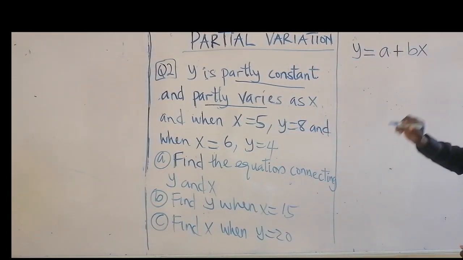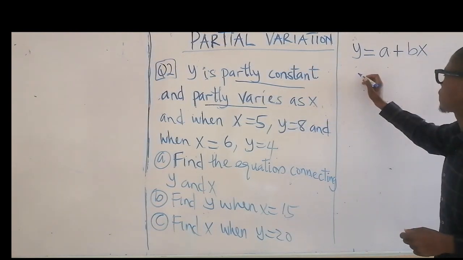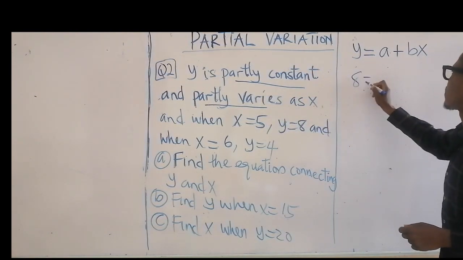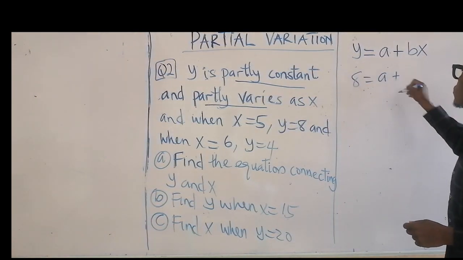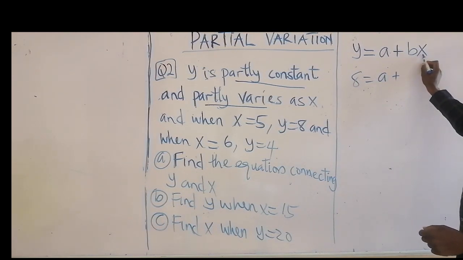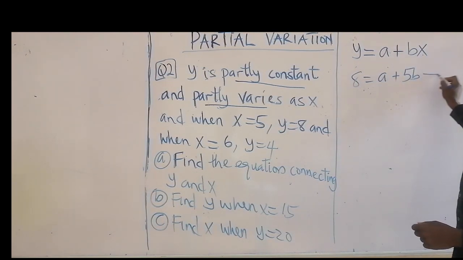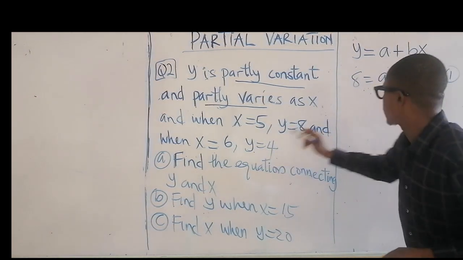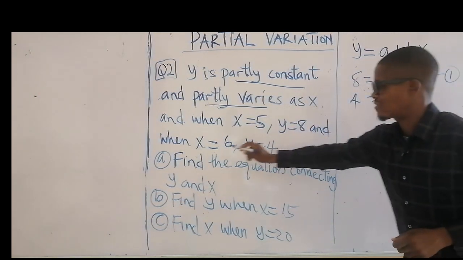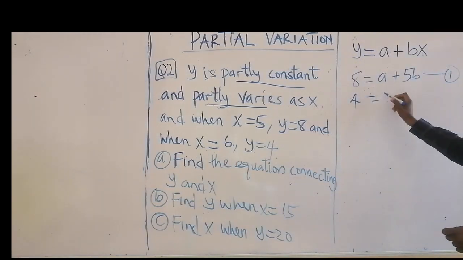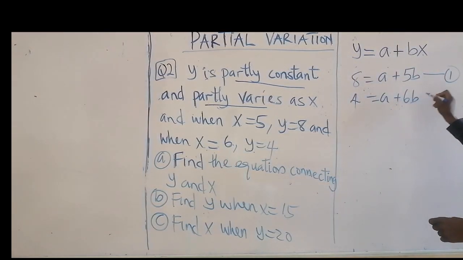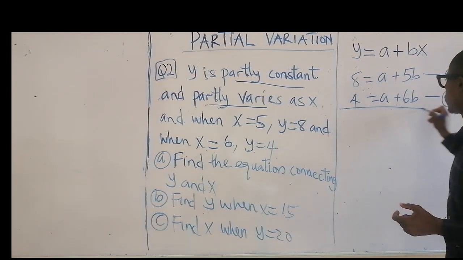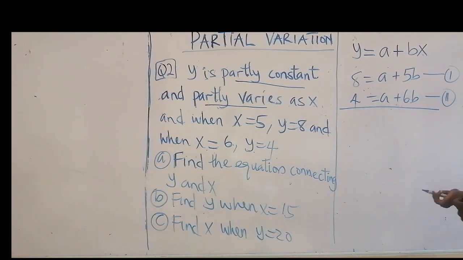The first thing we have now, x is 5, y is 8. So we have 8 equals a plus, x is 5, that will be 5b. Equation 1, first equation. Then when y is 4, I have my x as 6. That will be 4 equals a plus 6b. Equation 2.